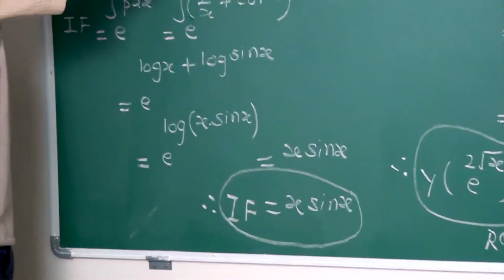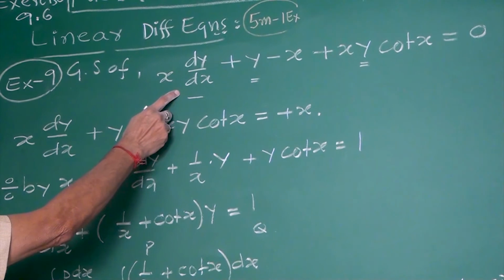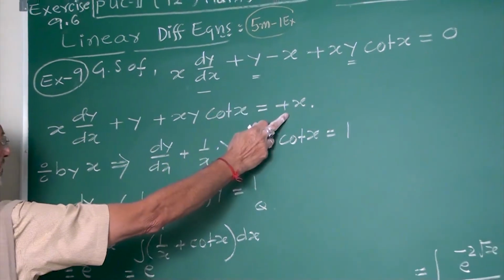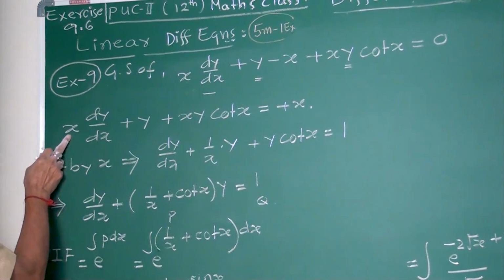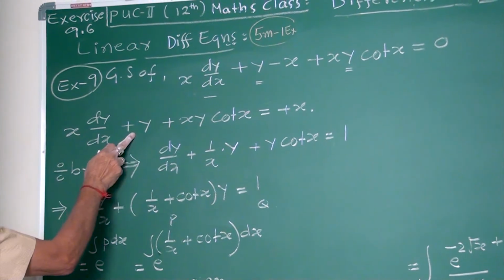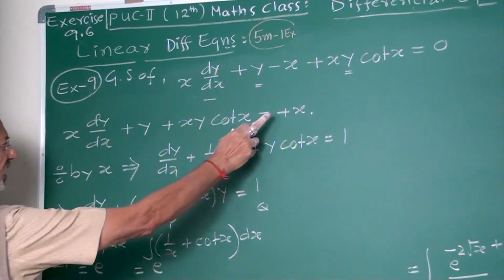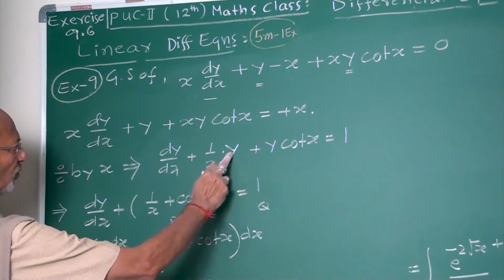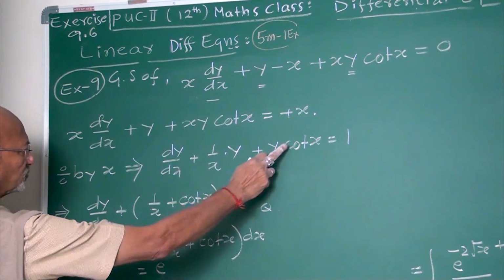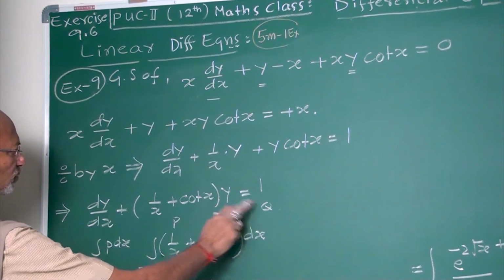This step is lengthy, so take care, have patience. First shift the plus term, divide by x, that is 1/x. This x is cancelled, this x is also cancelled. Y is common, 1/x plus cot x. Now it is dy/dx + Py = Q.